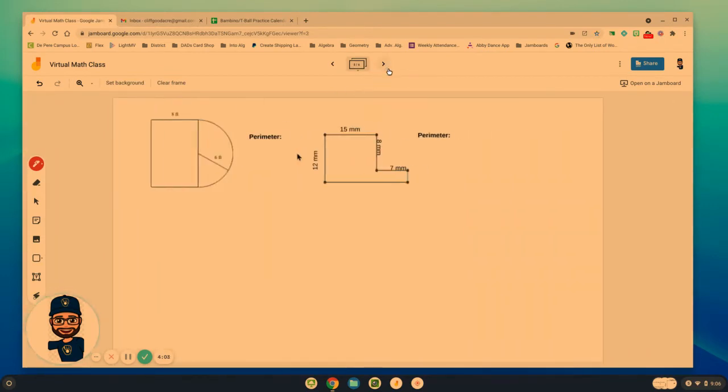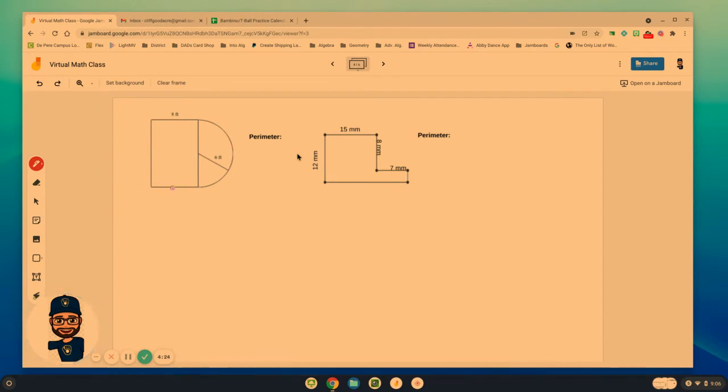Now, a little bit of what you worked on yesterday was problems that look similar to this, all right? Finding the perimeter. Now, if we look at this first shape over here, I'm going to outline in red what the perimeter actually is, right? There's the whole perimeter, okay?